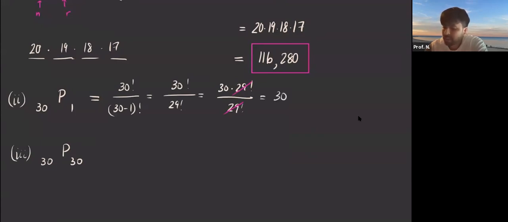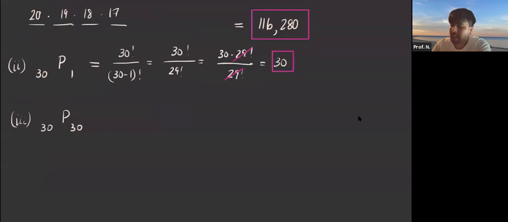Okay. So that was kind of straightforward, even if you didn't use the formula, if you just considered the combinatorial argument for 30P1. Now, how about 30P30? And then Sharon says 1. And I'm going to ask, how did you know that? Did you use the formula?